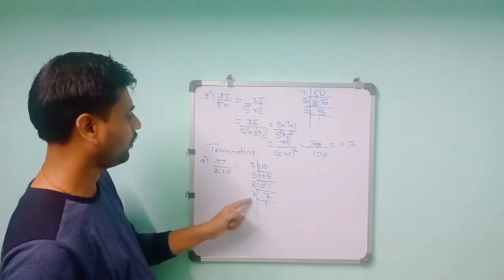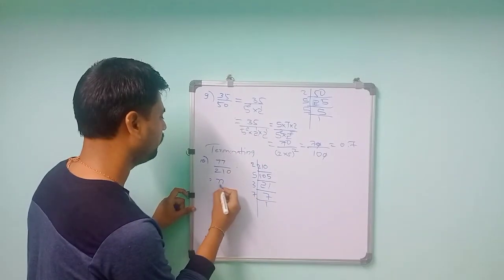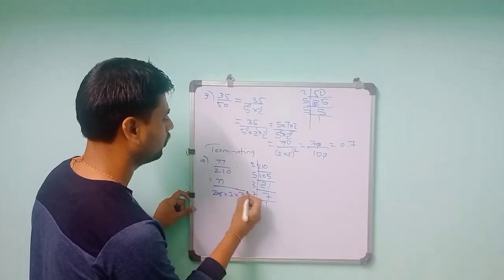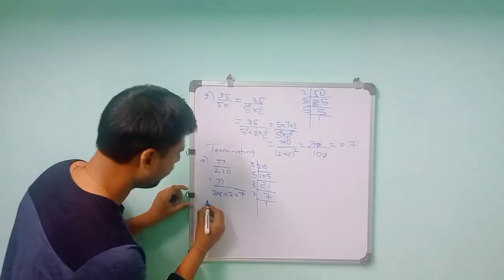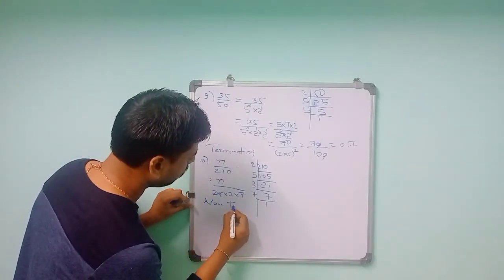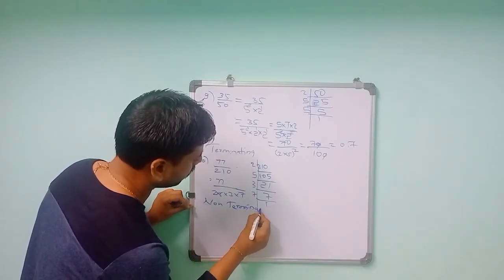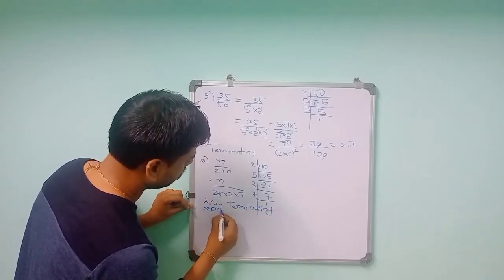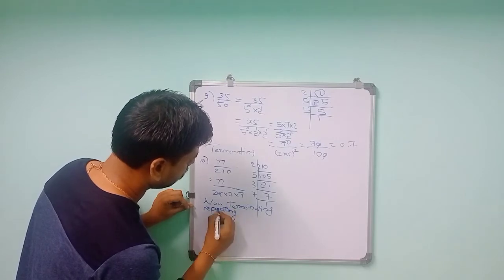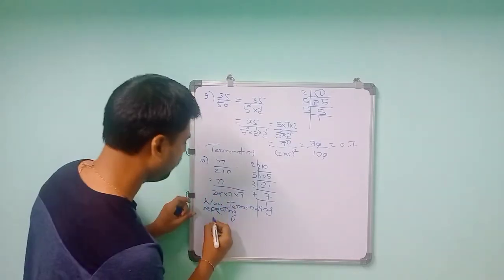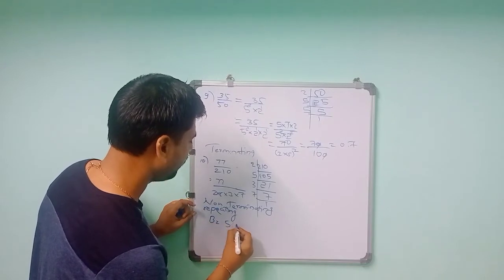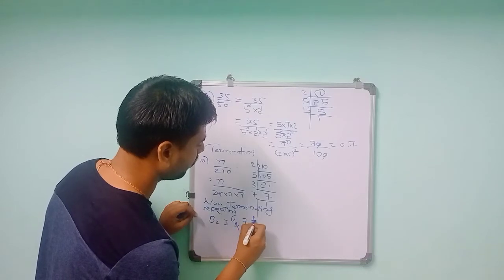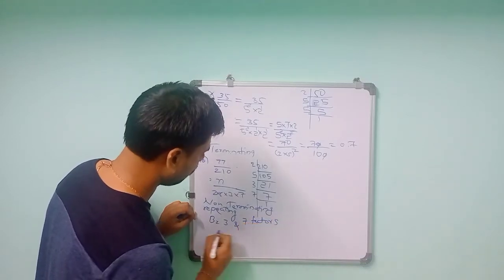So 2 into 5 into 3 into 7. So this one will become 77 by 2 into 5 into 3 into 7. So by seeing only, you can tell it is non-terminating. Why? Non-terminating, repeating, because 3 and 7 factors are present.